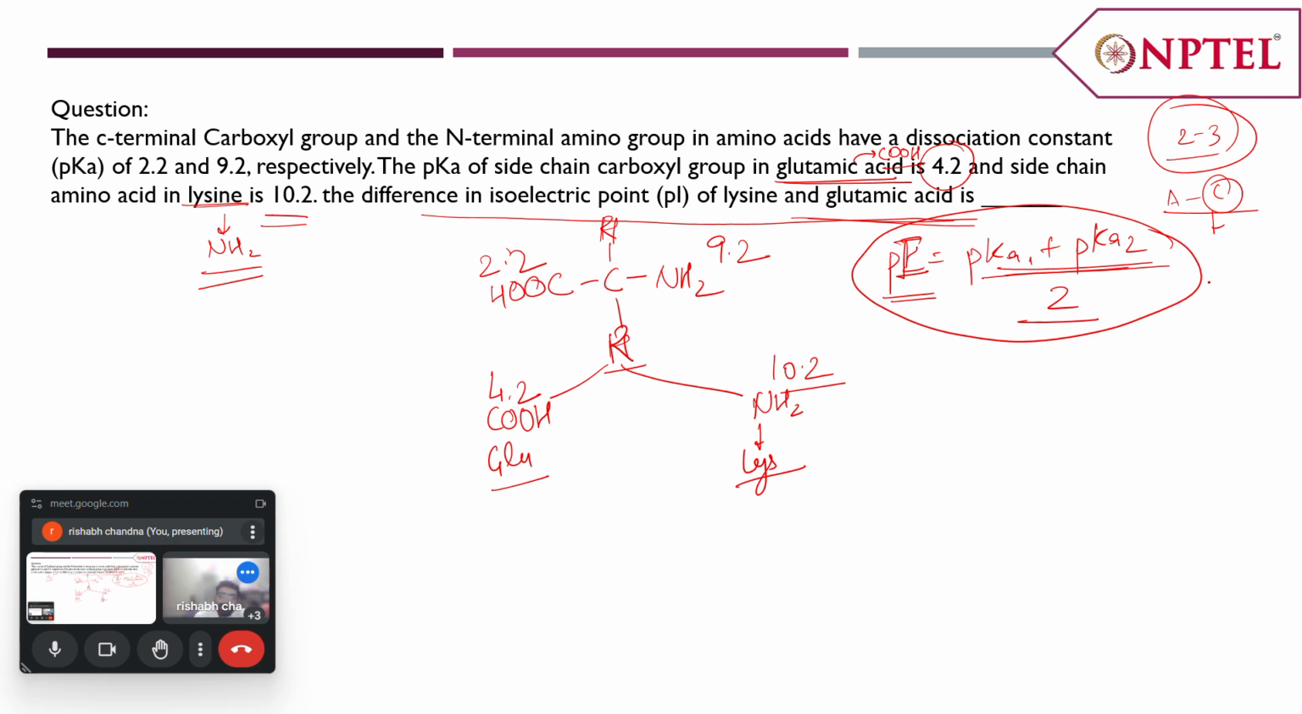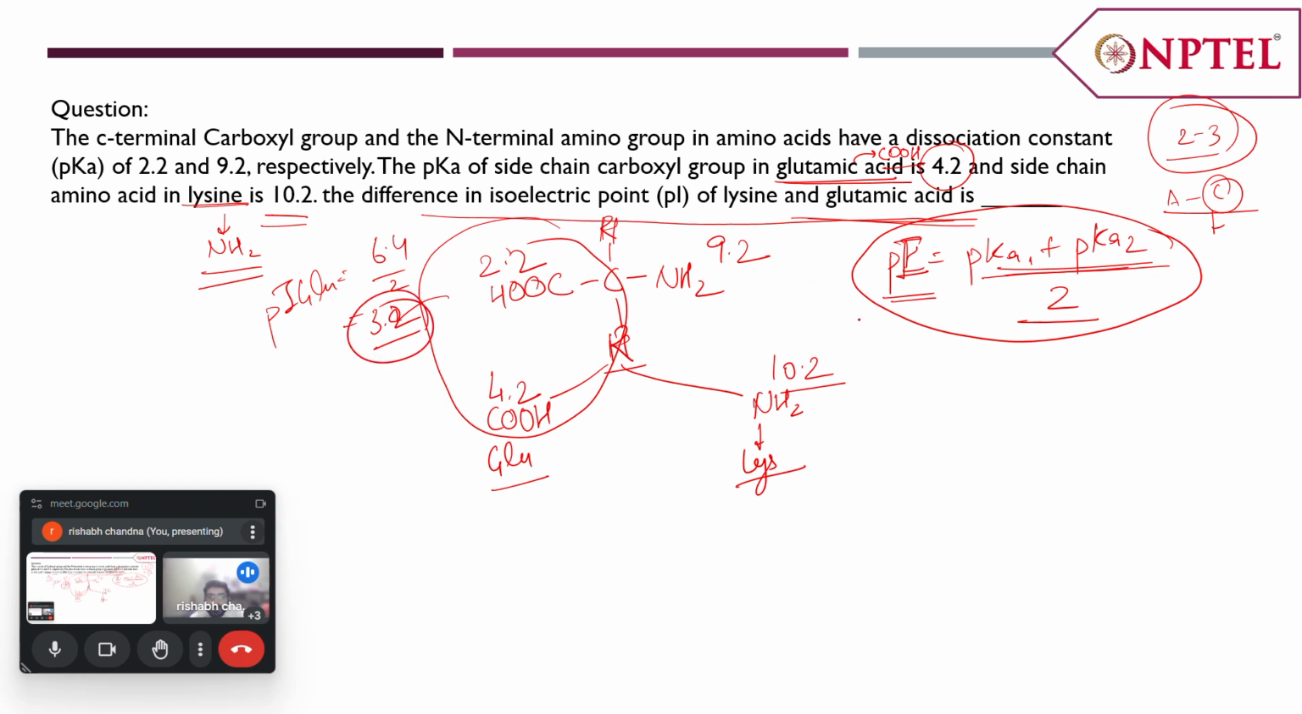But in the case of acidic or basic amino acids, we have three pK values. In that case, the nearest ones we'll take an average of. So in the case of glutamic acid, we have three pK values, this and this. We'll take an average of these two and that gives the pI of glutamic acid. So that would be 6.4 divided by 2, that is 3.2. So this would be the pI of glutamic acid.